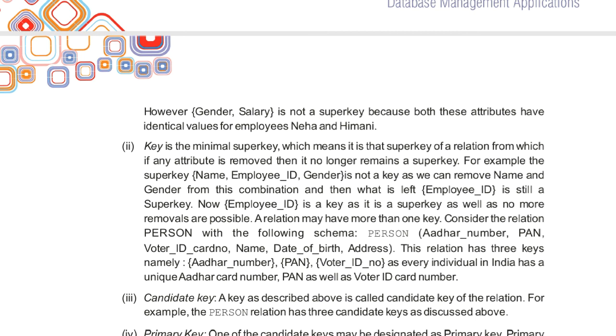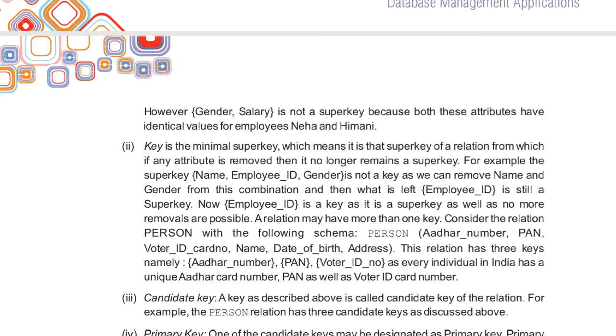Consider the relation person with the following schema: person, Aadhaar number, PAN, voter ID card number, name, date of birth, address. So we have taken an example of a different relation, that is person, with these attributes. This relation has three keys, namely Aadhaar number, PAN, voter ID, and we all know that these, Aadhaar number, PAN card number and voter ID number, are unique for each and every individual.